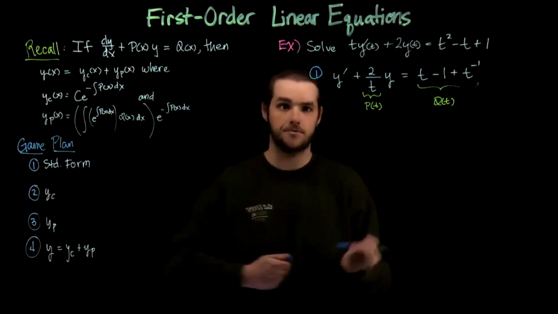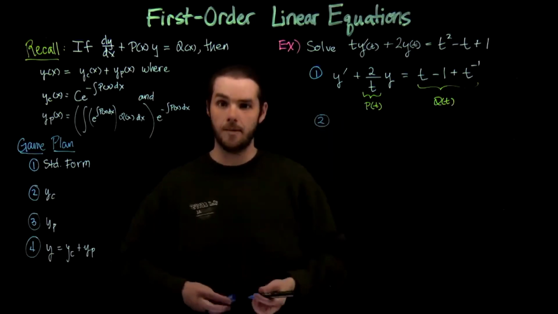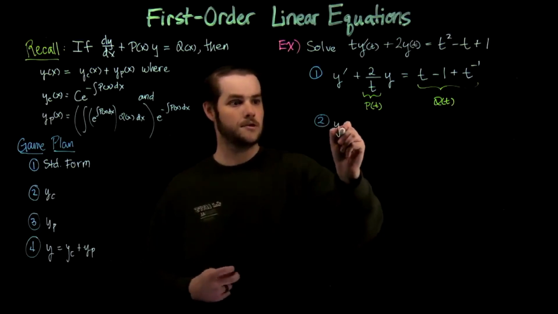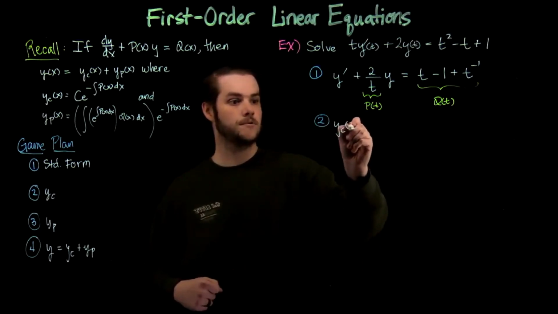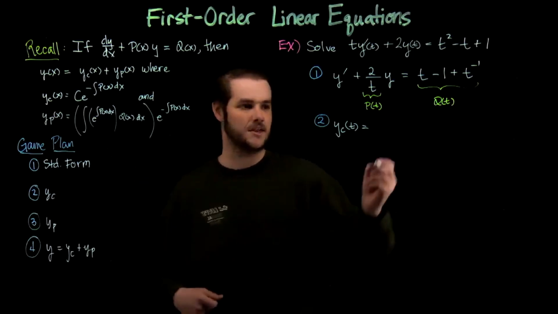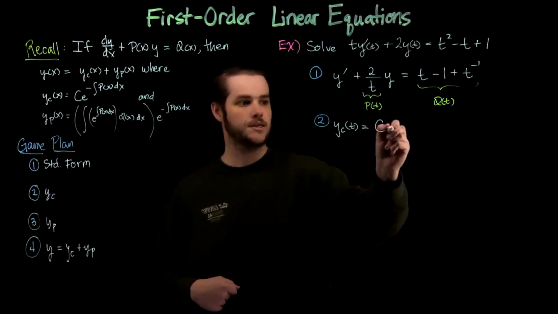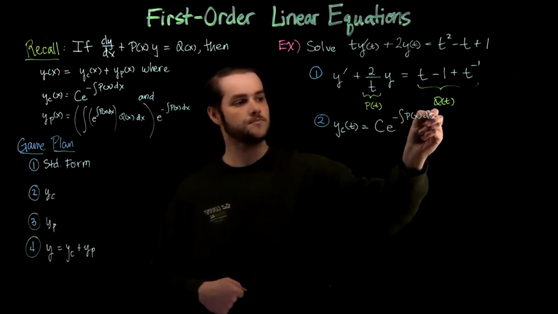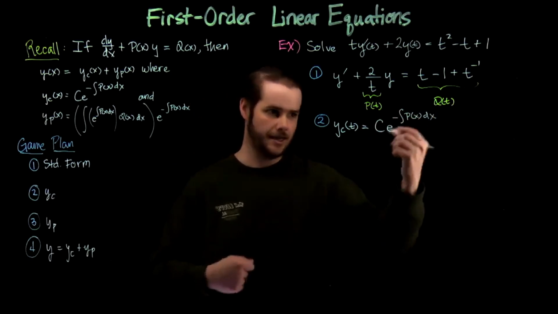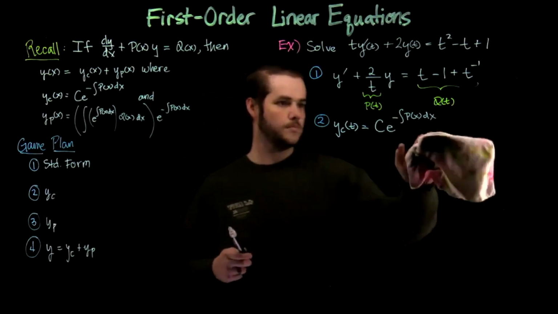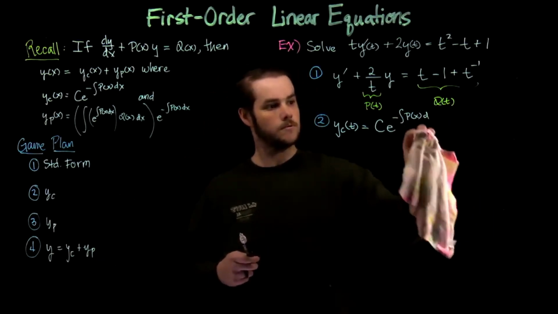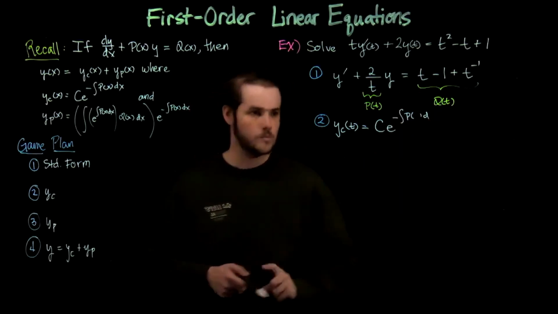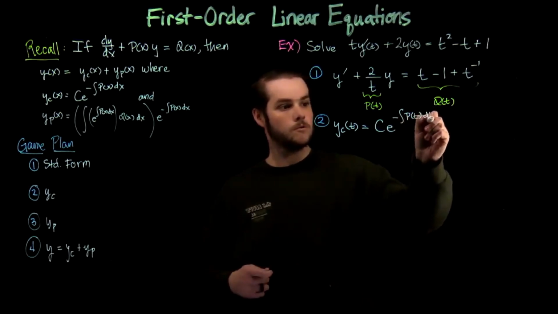Let's get started on step 2. We need the complementary solution, which is the easier of the two to compute. The complementary solution, in this case my variable's t instead of x, is going to be a constant times e to the negative integral p of t dt.